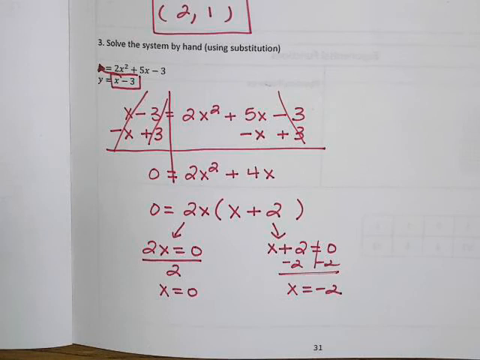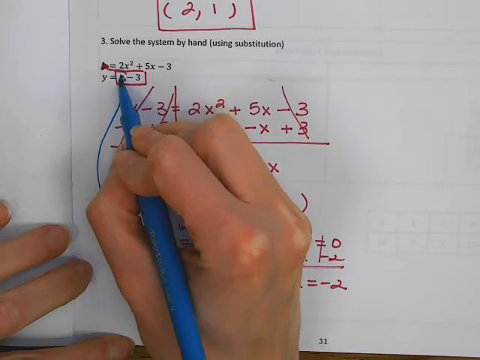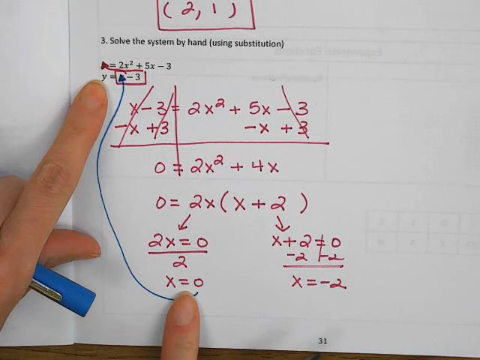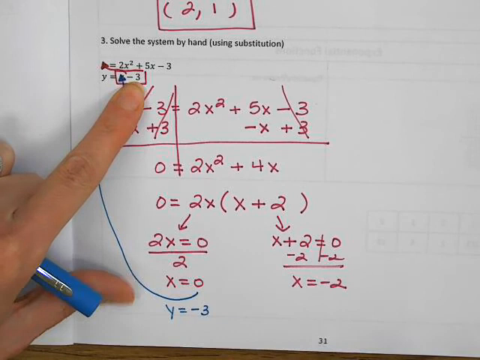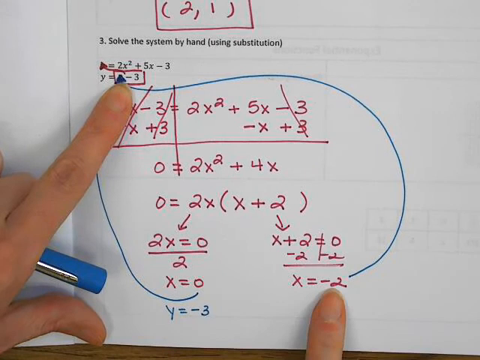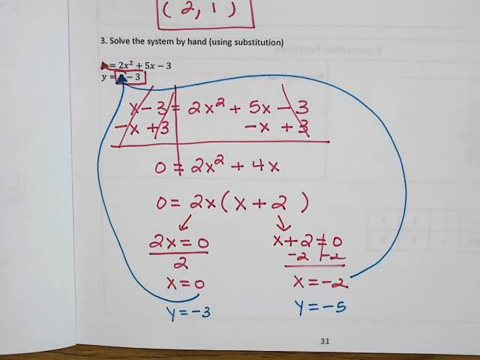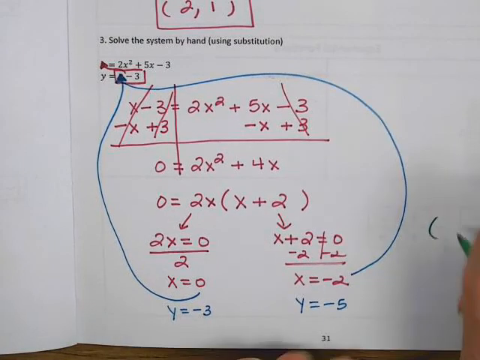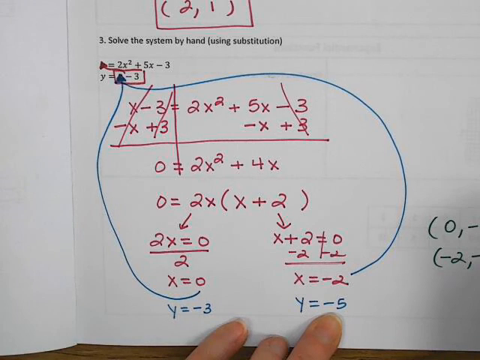We got to find the y's now for each x. So take your x and plug it in, and we should be able to get y. So just plug it into the easier one. Y equals 0 minus 3. So y is going to be -3. And this one, if we plug in -2, y equals -2 minus 3 is -5. So final answer, if you guys want to write them as two ordered pairs, it's 0, -3, and the second one is -2, -5.